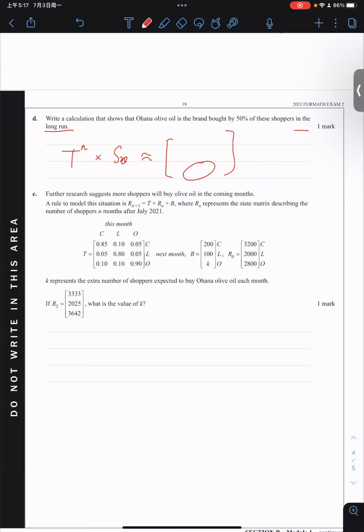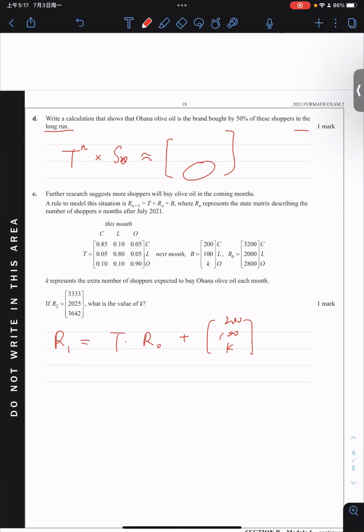We need to work out the K. We have R0 is this one, and we are given R2 and looking for the K value. So first, if we need R2, we need to understand what R1 is. R1 follows the rule T times R0 plus B, which is 200, 100, and the K. We can have R1, right?